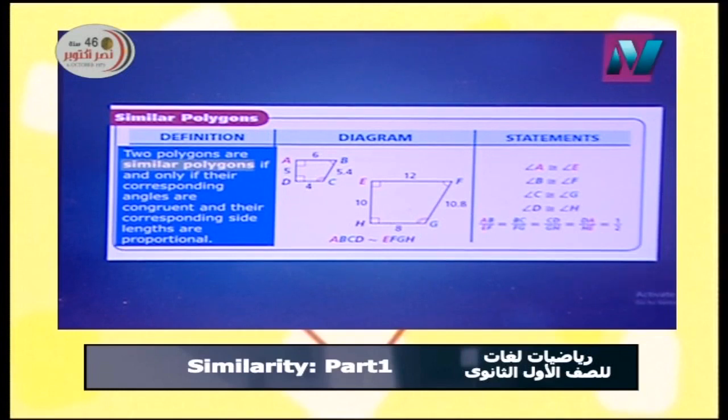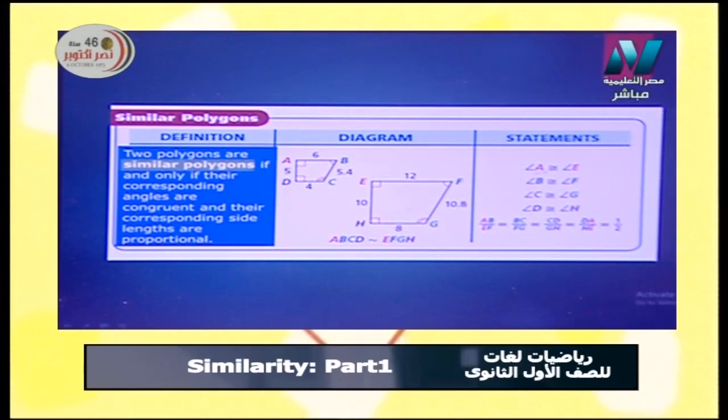Look here. We have a diagram here. Yes, the diagram is A, B, C, D, and another polygon, E, F, G, H. The definition of similar polygons is that the corresponding angles are equal in measure or congruent, and the corresponding sides are proportional.